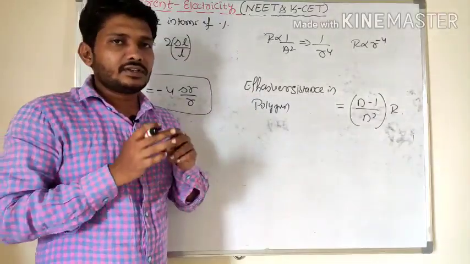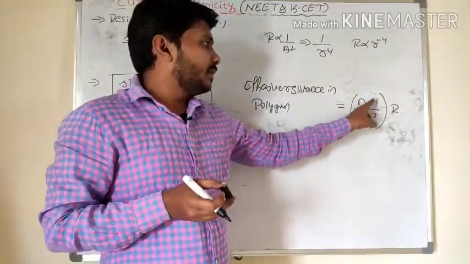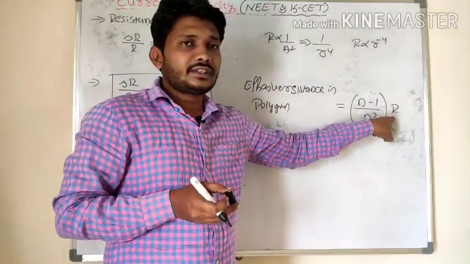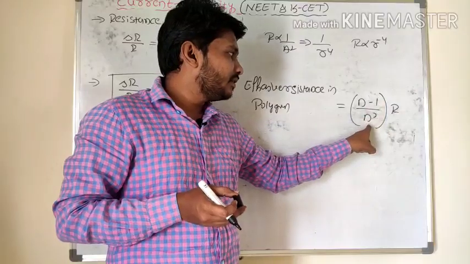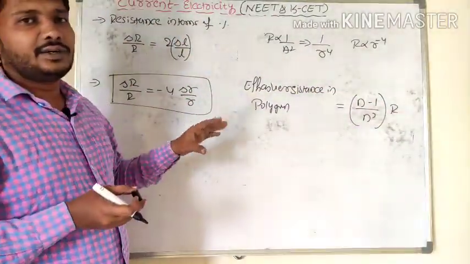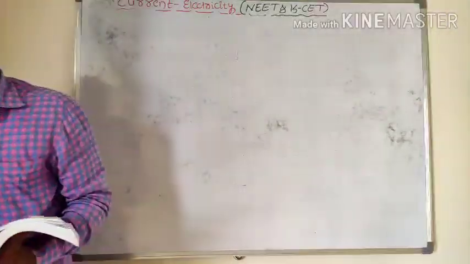What about the effective resistance if the resistances are arranged in a polygon manner here? n minus 1 divided by n square into R, where I consider R as the branch resistance. So these are all the formulas related to resistance. Okay.